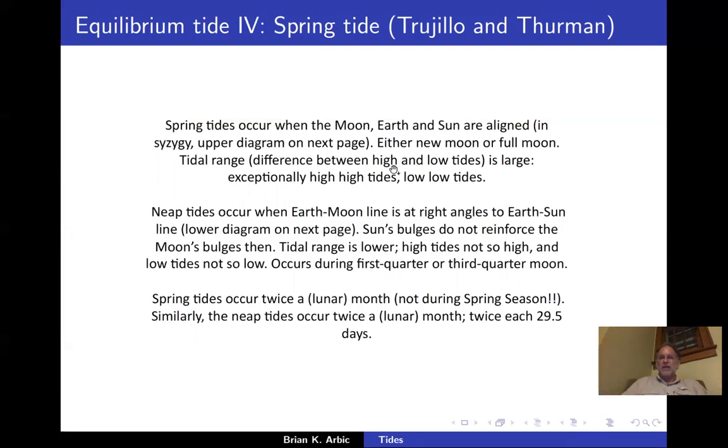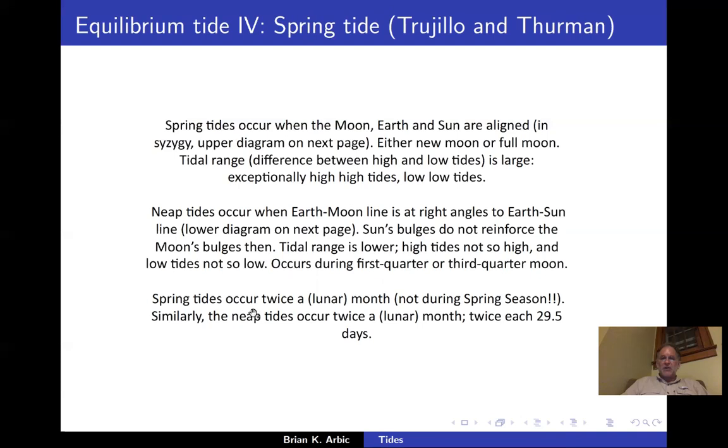The tidal range, or the difference between high and low tides, is large. Now, neap tides occur when the Earth-Moon line is at right angles to the Earth-Sun line. And so, again, there's a diagram on the next page that shows this. So then in that case, the sun's bulges do not reinforce the moon's bulges. So the tidal range is lower. The high tides are not as high. The low tides are not as low. This occurs during the first or third quarter moons.